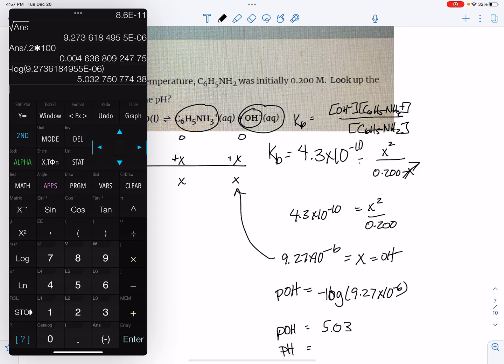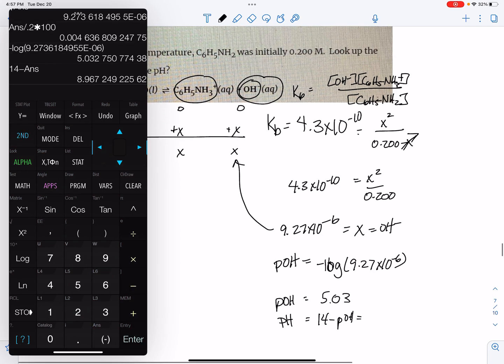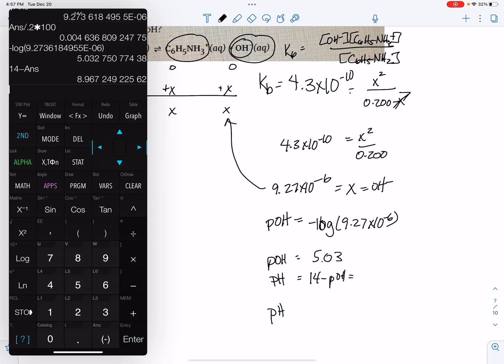What matters is my pH, which is 14 minus my pOH. So I just need to do 14 minus that answer. Don't do any rounding. Notice how this is all straight in the calculator. 8.97 is my pH. And I probably should round that to just 1 decimal place. But pay attention to what the problem says and see how many decimal places it wants you to have too. Actually, no, that's fine. 8.97 is fine.